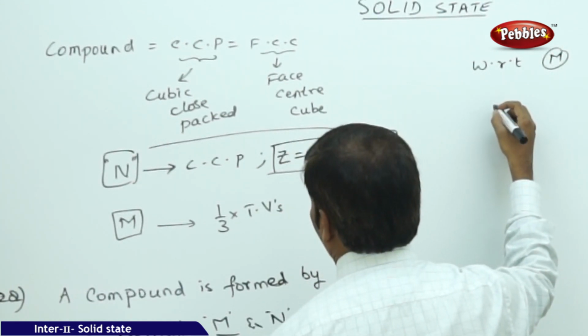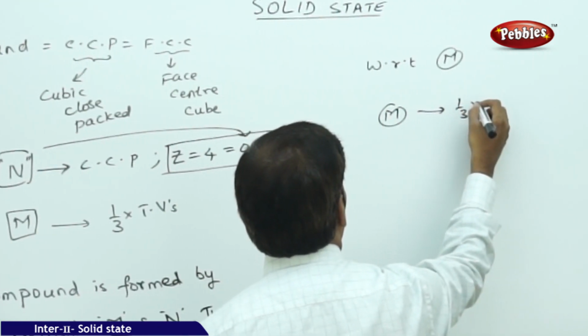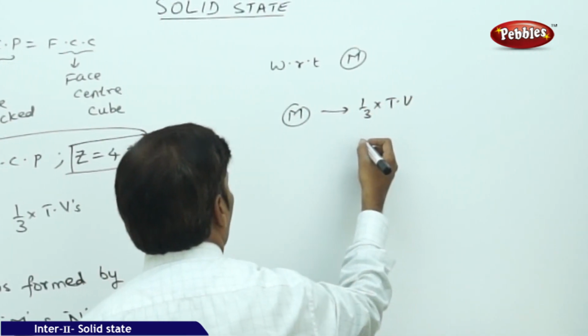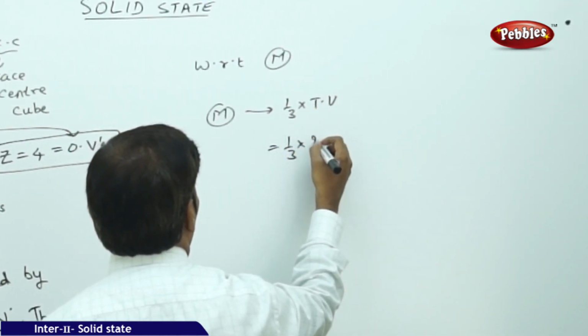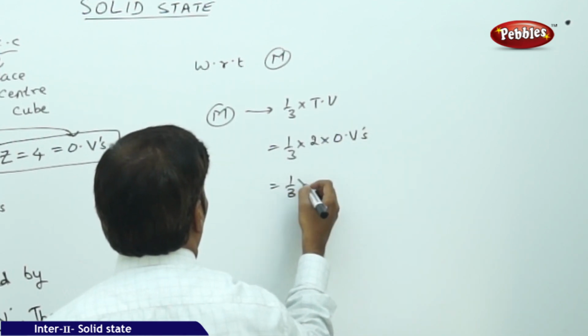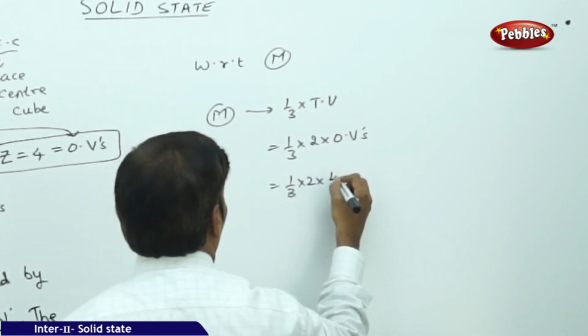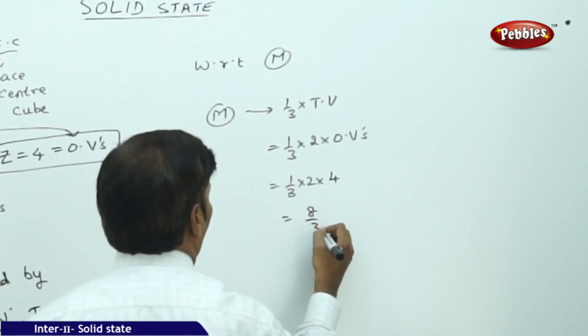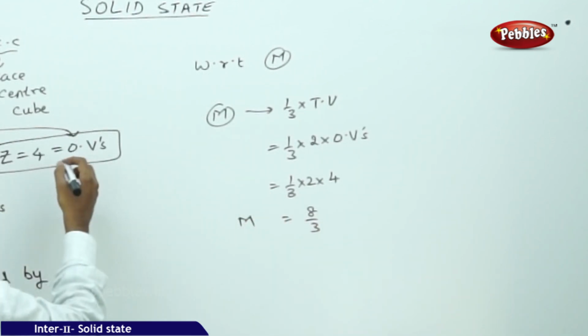the number of tetrahedral voids, M is contributing 1/3 of the tetrahedral voids, and the tetrahedral voids are always equal to double the number of octahedral voids. So 1/3 into 2 into the number of octahedral voids, which we already know is equal to 4, becomes 8/3. So with respect to M it is 8/3, and with respect to N it is 4.